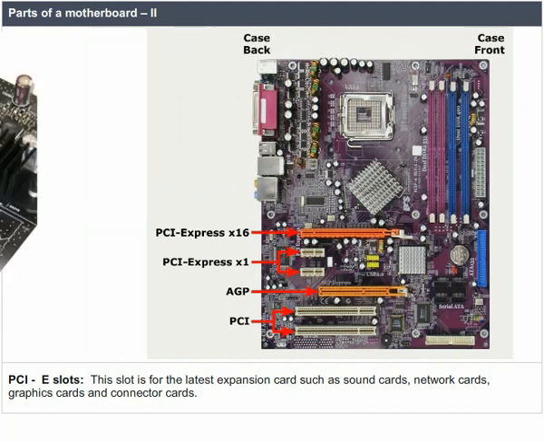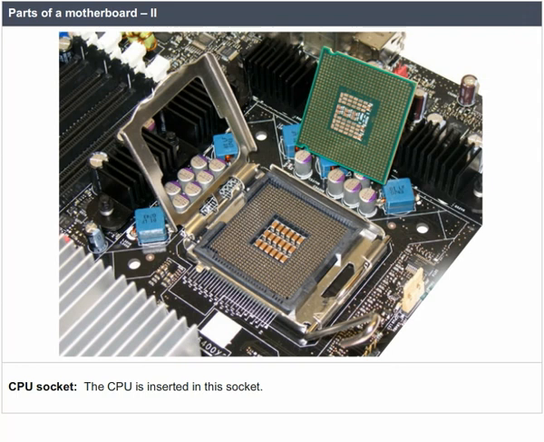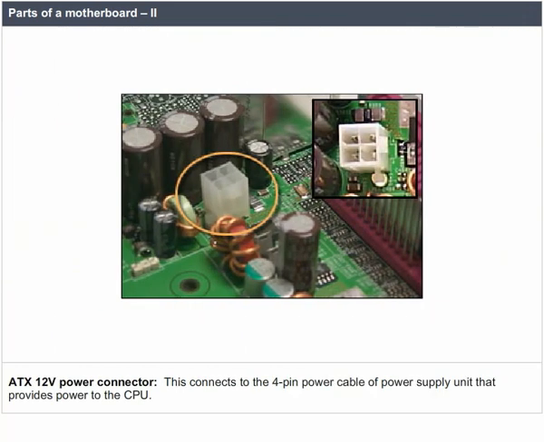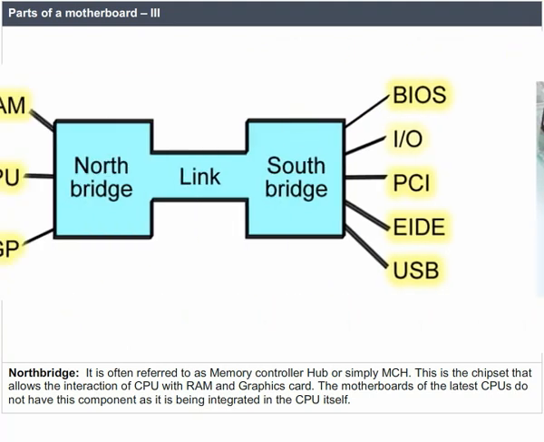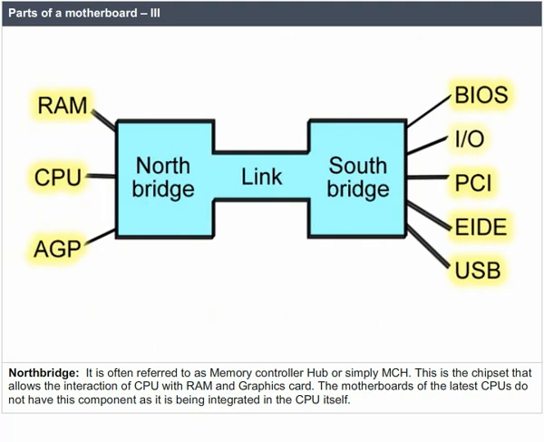CPU socket. The CPU is inserted in the socket. ATX 12-volt power connector. This connects to the 4-pin power cable or power supply unit that provides power to the CPU. North bridge. It is often referred to as Memory Controller Hub or simply MCH. This is a chipset that allows the interaction of CPU with RAM and graphics card.